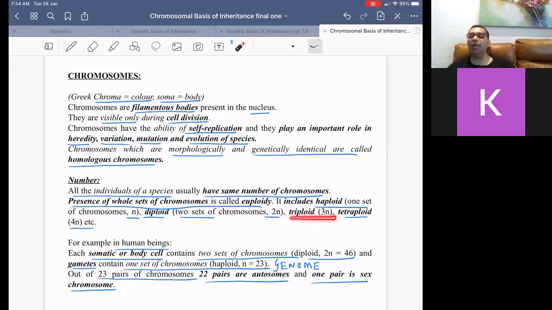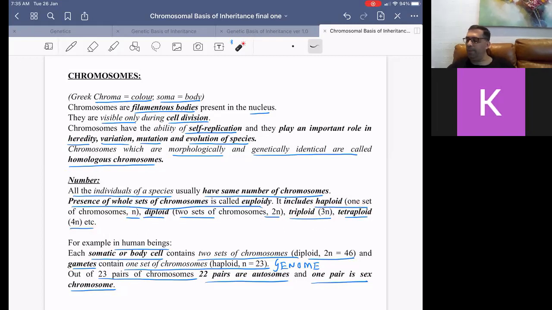Triploid, 3n, as found in watermelon, has 3n. Bananas have 3n, and tetraploid 4n. So haploid found in drones, diploid found in humans, triploid found in bananas, tetraploid found in certain species of wheat. Wheat की कुछ species में होता है tetraploid.